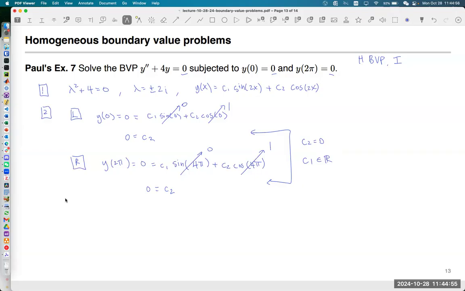Constant. So substitute back in, we have y of x. C1 is a constant, C1 sine of 2x, plus C2, which is 0. So everything about the cosine is gone. So this is our final solution. Because we have a constant, we have infinitely many solutions.